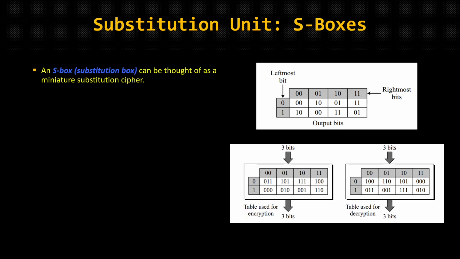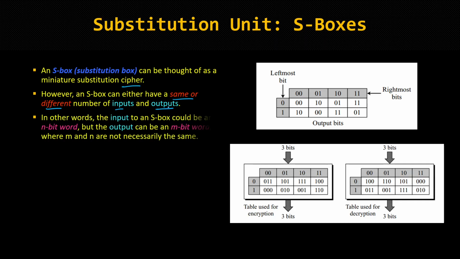An S box, substitution box, can be thought of as a miniature substitution cipher. However, an S box can have either the same or a different number of inputs and outputs. In other words, the input to an S box could be an n-bit word and the output can be an m-bit word, where m and n are not necessarily the same.